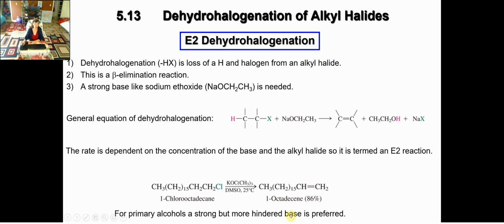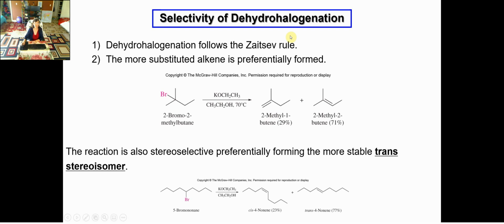1-octadecane. So this is your compound which is produced. Alcohol in this case is your solvent, and then you also need a strong base. The strong base is there to neutralize the HCl which forms. This dehydrohalogenation also follows Zaitsev's rule, meaning the more substituted the compound, the higher the yield of that product.